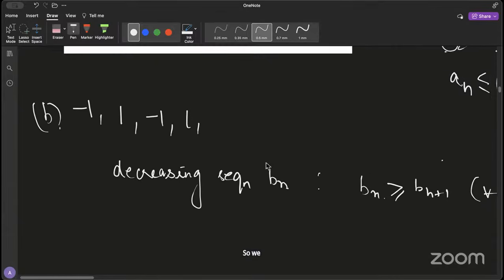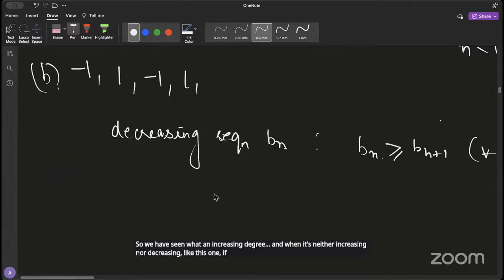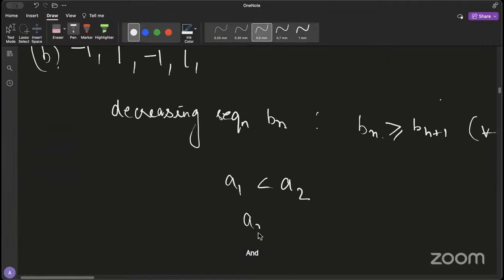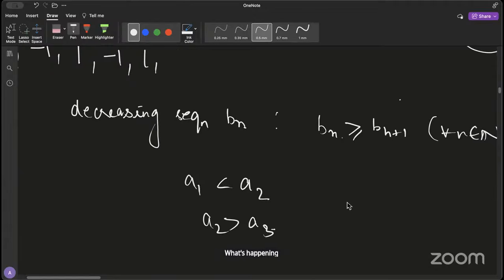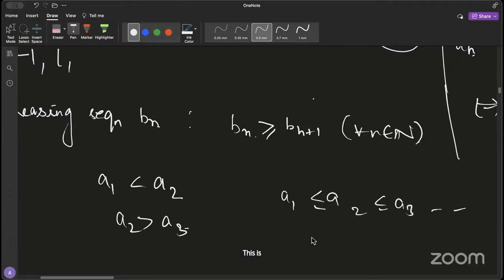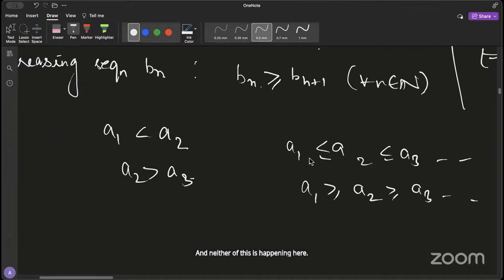So we have seen what an increasing and decreasing sequence is, and when it's neither increasing nor decreasing, like this one. If you see this, A1 is less than A2, right? And then A2 is greater than A3. For increasing, I want this order: A1 less than or equal to A2, less than or equal to A3. This is what I want for increasing. And for decreasing, I want this. And neither of this is happening here. This is not happening, and this is not happening either.